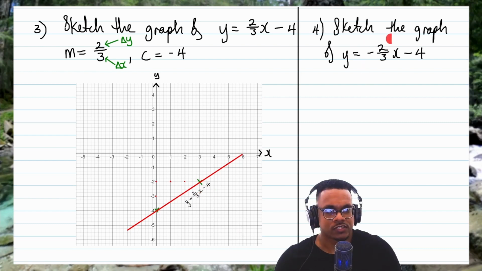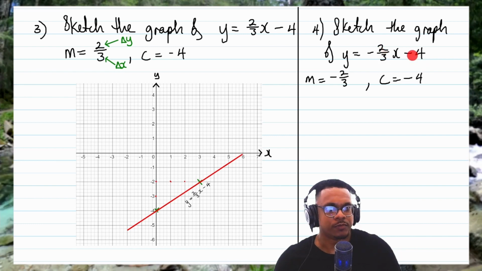So in this question, we're going to sketch the graph of y is equal to negative 2/3 x take away 4. So it's just like the previous question, the only difference is the gradient is negative. So for my gradient, I'll have negative 2/3. And for my y-intercept, I'll have negative 4. Because this would be m, negative 2/3, and this would be my c, which is negative 4.